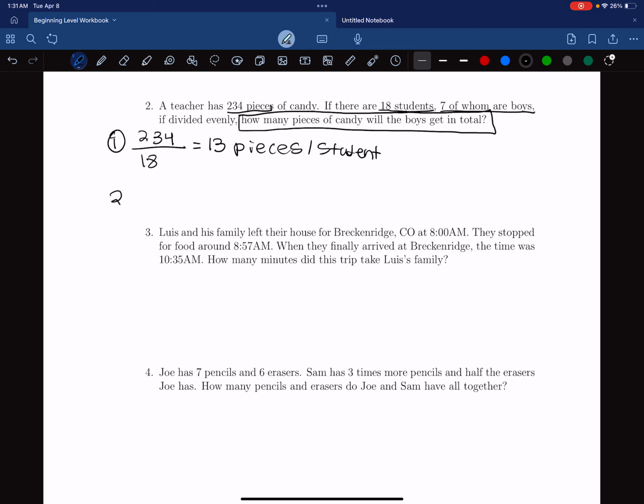And now that we know how many each student is going to get, we want to know how many pieces of candy in total the boys will get, and there are 7 boys. We're going to take the 7 boys and multiply them by 13 to get the total pieces of candy that the boys will get. And 7 times 13 is 91. So we get 91 pieces of candy.